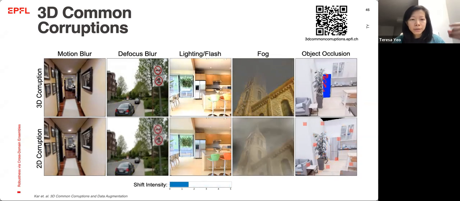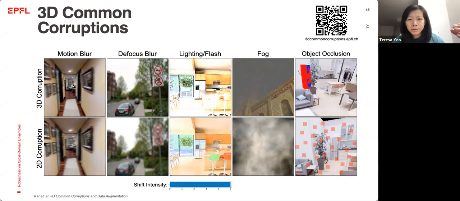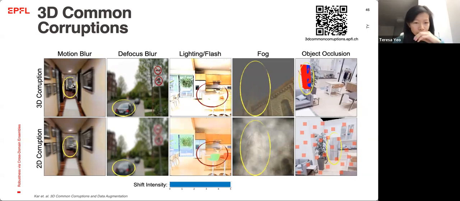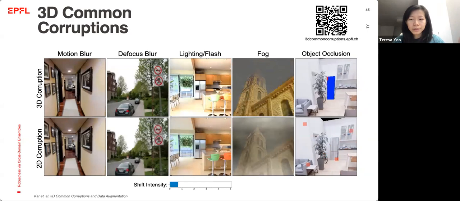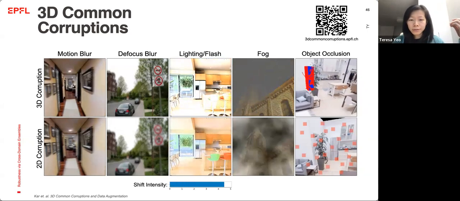Another example is the object occlusion in the last column, where we change the camera position such that the plant increasingly occludes the fridge. The unoccluded parts of the fridge are shown in blue, and the occluded parts are shown in red. In the 2D case, random patches are dropped, which is less realistic.